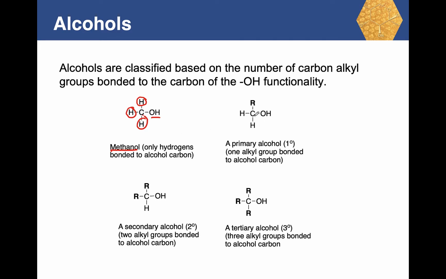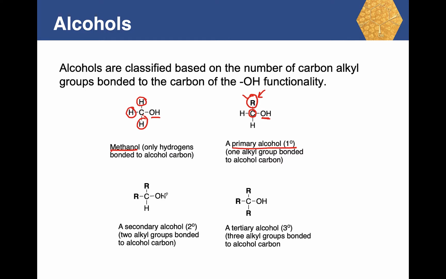This one here is a little different because here's a carbon that this OH is bonded to, but it's bonded to 1 carbon containing alkyl group. So this alcohol is described as a primary alcohol, usually written as 1 superscript degree, because it's bonded to one alkyl group. That could be a CH3 or some other alkyl group.